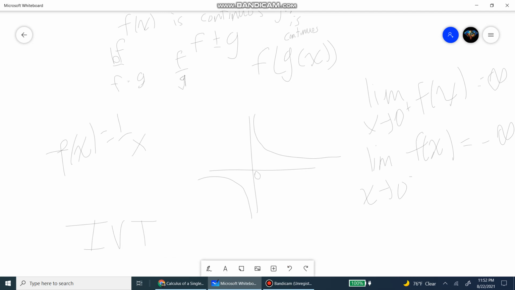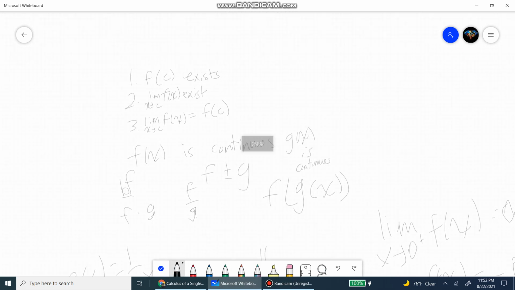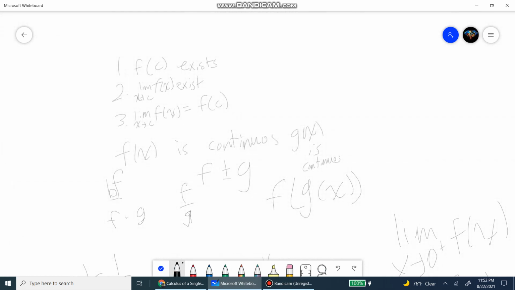Another thing: if you're looking at a certain value, let's say f of c and g of c, then if f of x is continuous at all values and g of x is continuous at all values, then b times f, which is a scalar multiple, f plus or minus g, f times g, or f divided by g, or even f of g of x, a composite function, all of those will be continuous, even at x equals c, if that's the case for f of x and g of x. So if they're continuous at all values, then all of those will also be continuous.